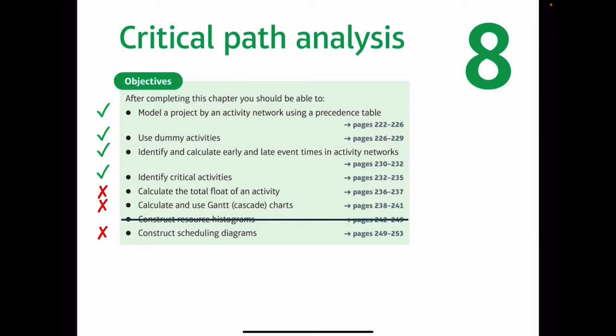Hey guys, second part of chapter 8, that means lesson 11 for us. We're going to finish the critical path analysis and we will look at the last 3 points from this chapter. We will calculate the total float of an activity, and then we will use the Cascade Charts, sometimes called Gantt charts, and then construct the scheduling diagrams.